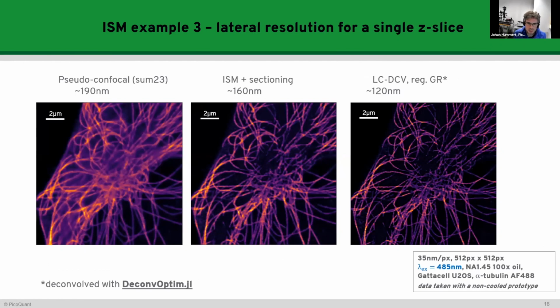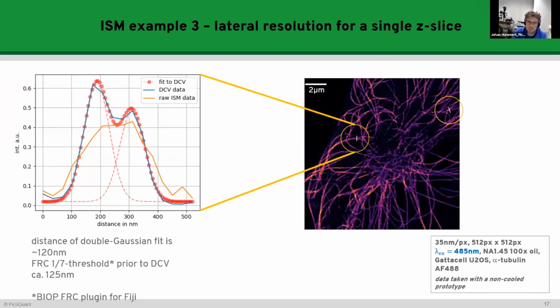So here we have a slightly different sample, which is now excited at 485 nanometers. Also U2S cell, where alpha tubulin is now stained with IF488. And on the very left, you can see again the pseudo confocal, so a confocal-like image where all 23 pixels are just integrated. And then next comes the ISM.